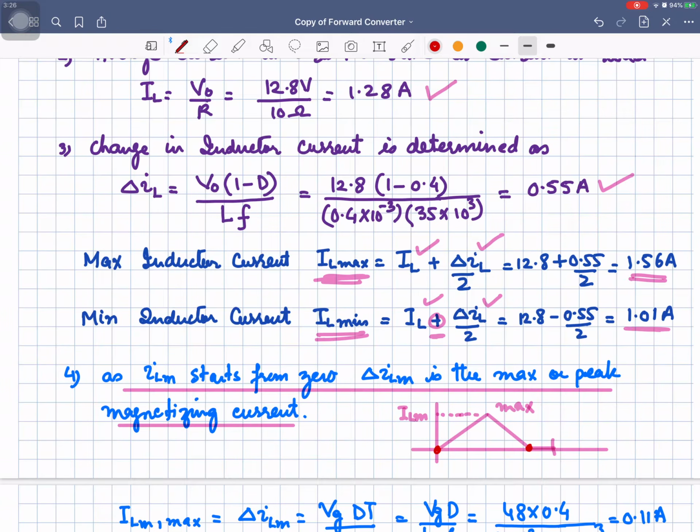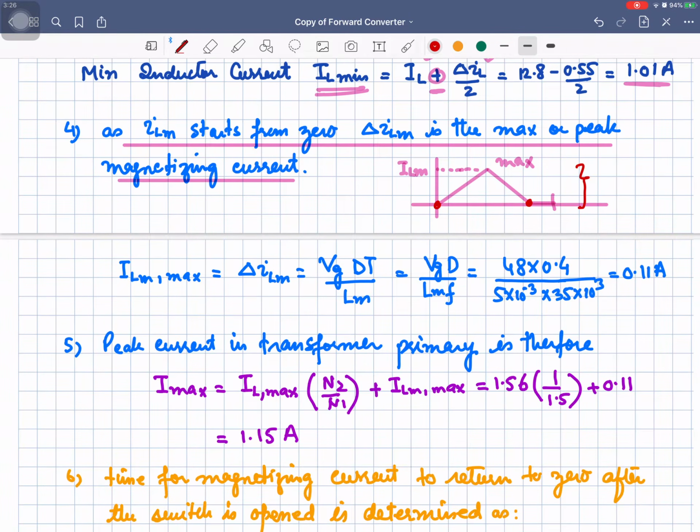because we are resetting the core in the forward converter with the help of the diode D3, as we discussed in the last video. Okay, so the expression for delta ILM that was derived, that is this one. Now putting in the values, you will get this equal to 0.11 ampere.